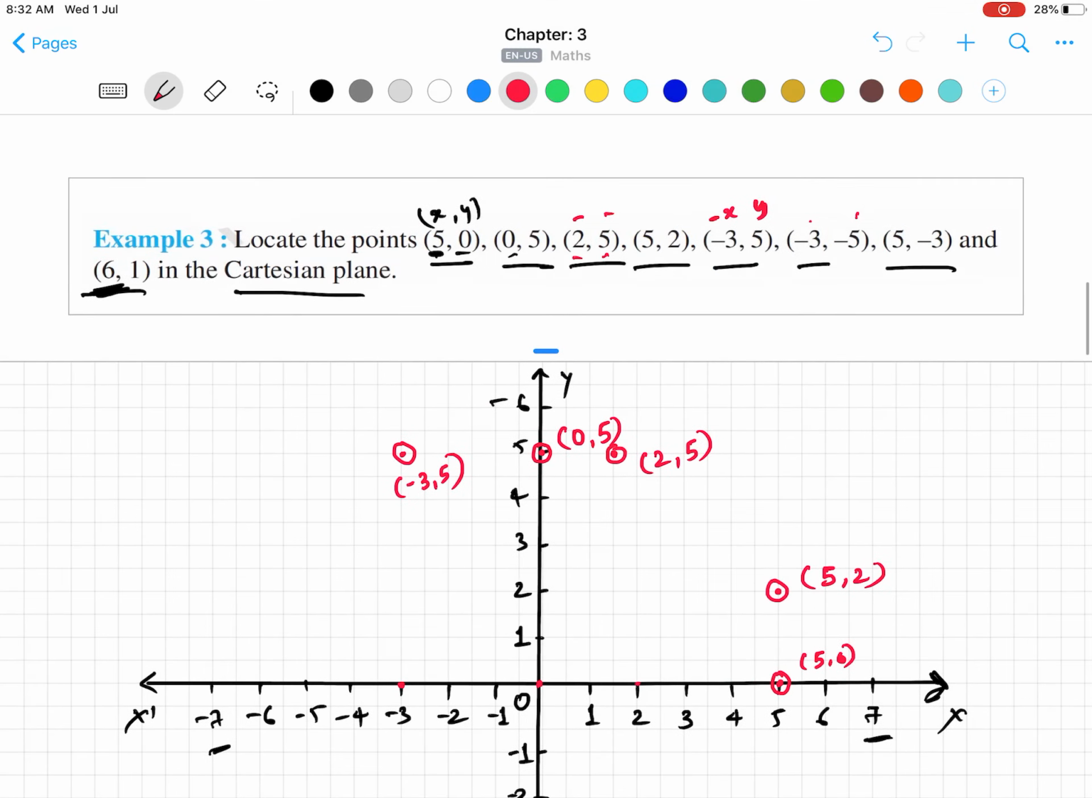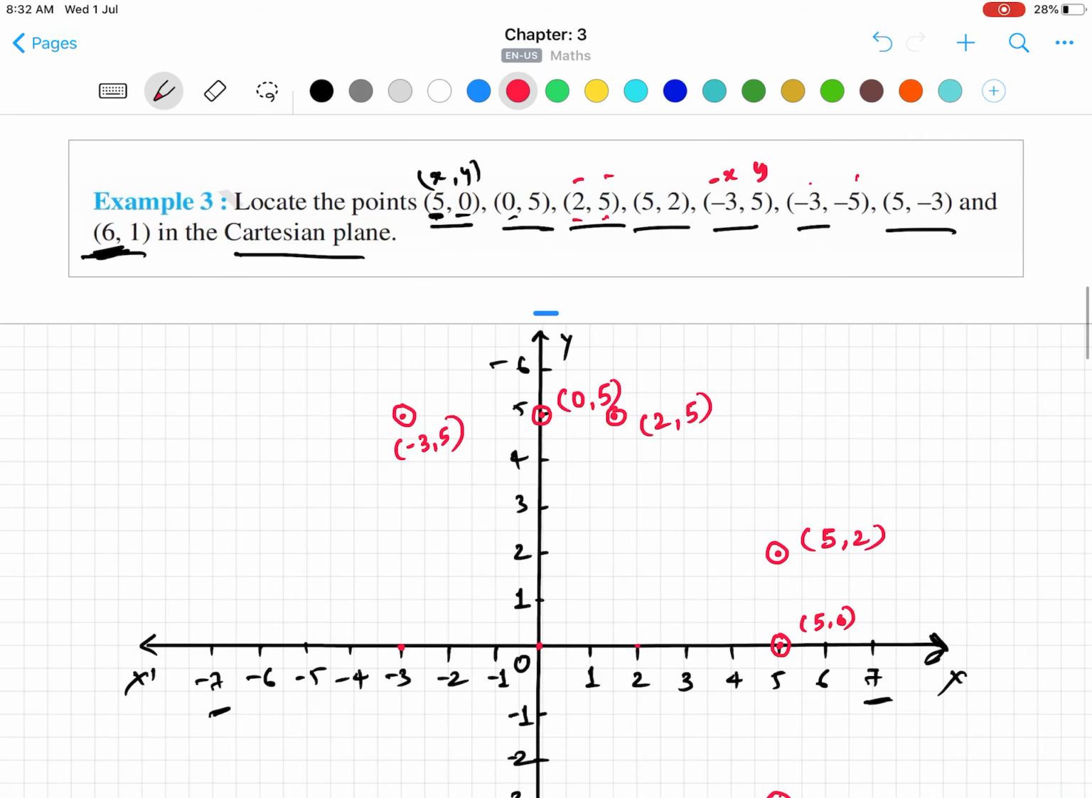Now we have to plot the last point, which is 6, 1. x is 6, y is 1. That will be here. So we'll start again from the origin, move 6 places in the x direction and 1 place in the y direction. So that point will be here. Okay, let me use a different color. So that point will be here, 6, 1.